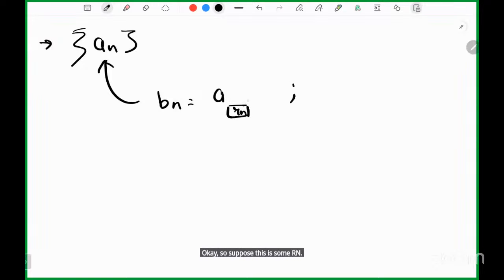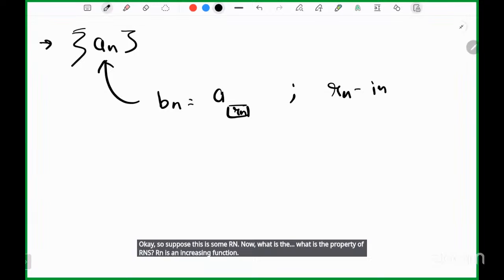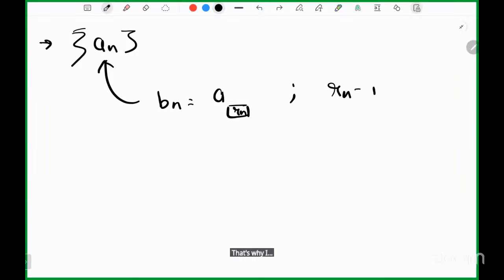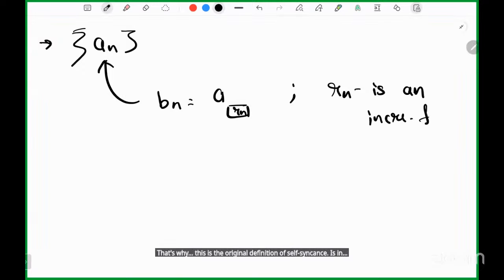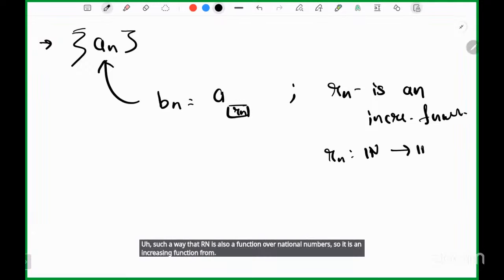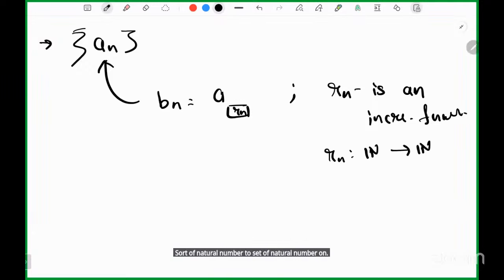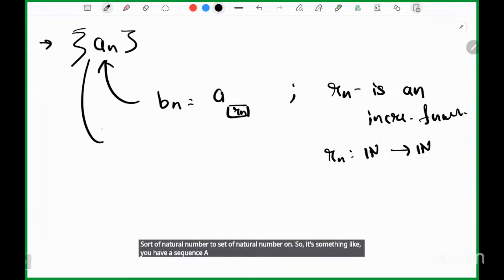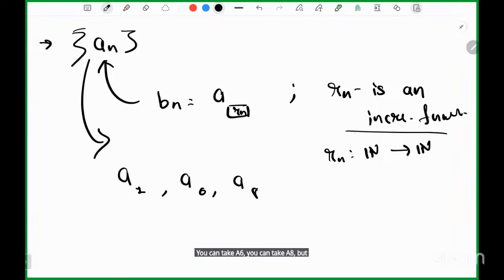Now, what is the property of r_n? r_n is an increasing function. That's why this is the original definition of a subsequence. r_n is also a function over natural numbers, so it is an increasing function from the set of natural numbers to the set of natural numbers. So it's something like, you have a sequence a_n, then you can construct a subsequence this way: a1, you can take a6, you can take a8, but this increasing order should be there.